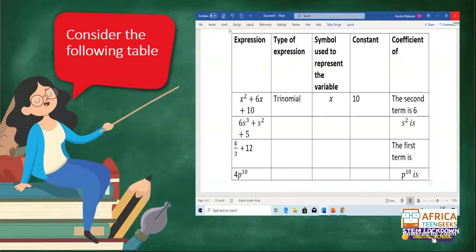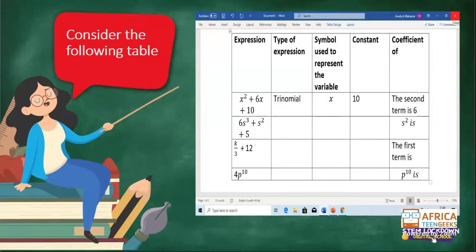Now, Nosipo, can you tell me what is the symbol that was used in the expression? It's K. Yes. Okay, great. Now I want you to give me the constant. The constant is 12. Yes, sir. Okay, the constant is 12. That is correct.